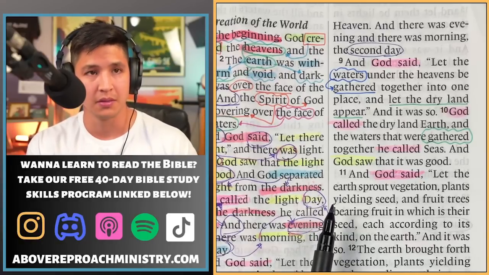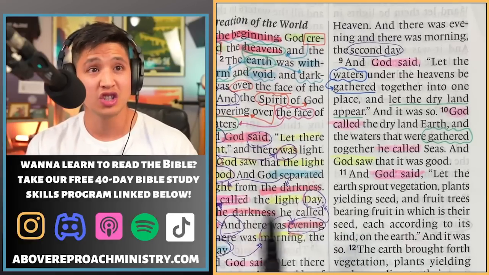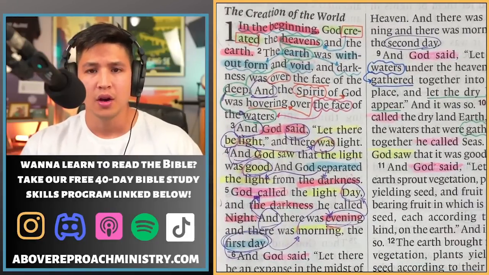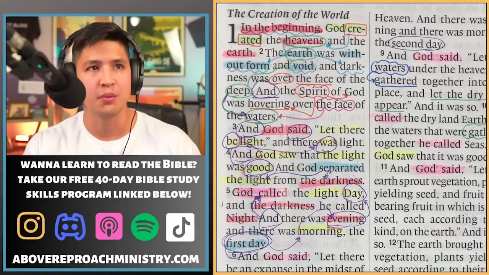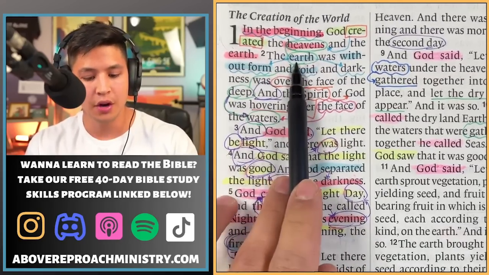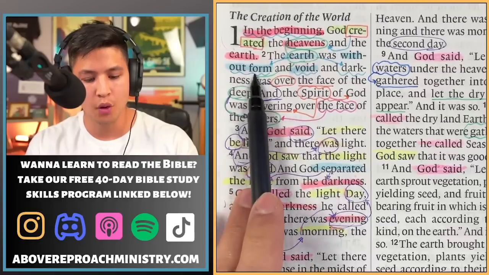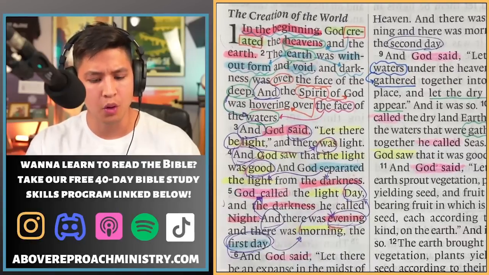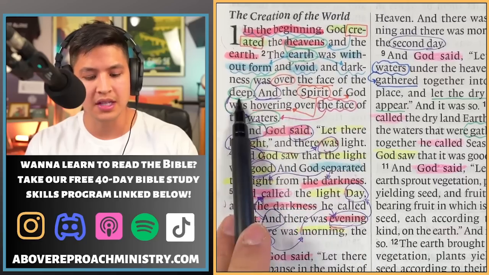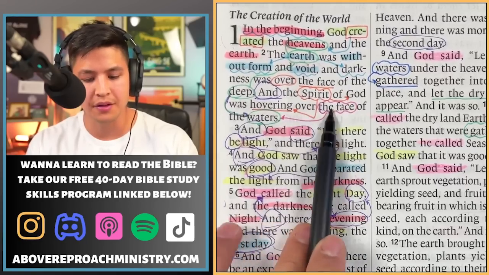Okay, that's number 1. Number 2, the creation story actually opens with a formless, void world that has deep darkness and deep waters over it. In the beginning, God creates the heavens and the earth. The earth is described as being without form, without God shaping and molding it, and it's void. And darkness was over the face of the deep. The Spirit of God was hovering over the face of the waters.